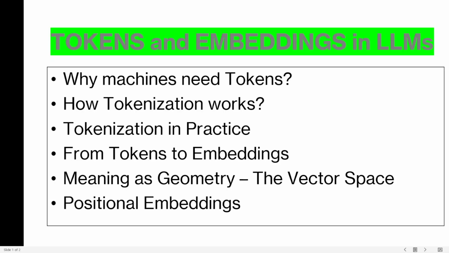The model can distinguish the first "the" from the second, and understand word order. There are several approaches like sinusoidal position encoding, learned position embeddings, rotary position embeddings, and relative position methods. So, positional embeddings are essential.